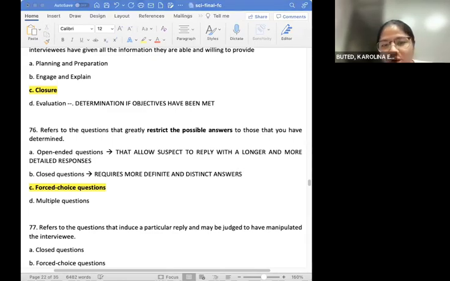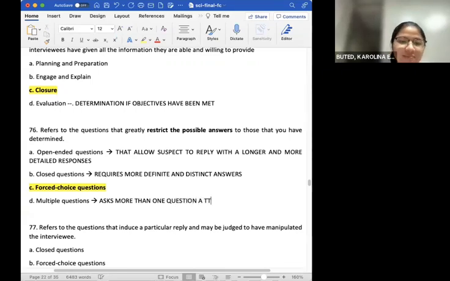Ito naman, multiple questions, okay? Multiple questions naman when the investigator, or when the interviewer asks more than one question at the same time. Okay. Tawag natin dyan ay multiple choice question.